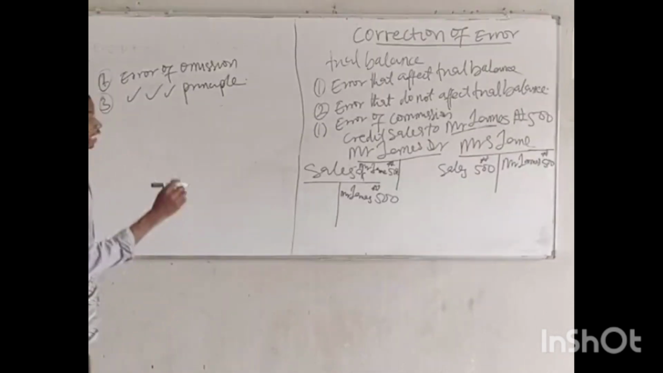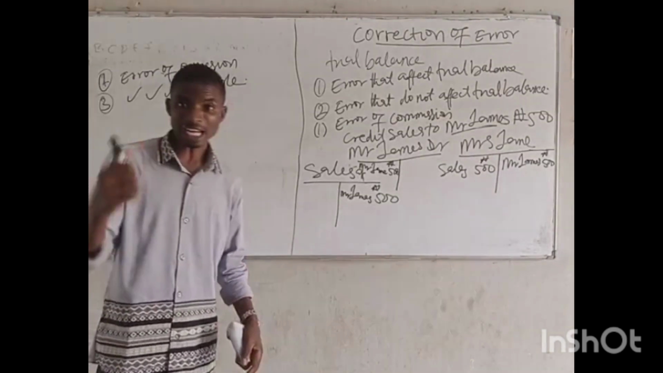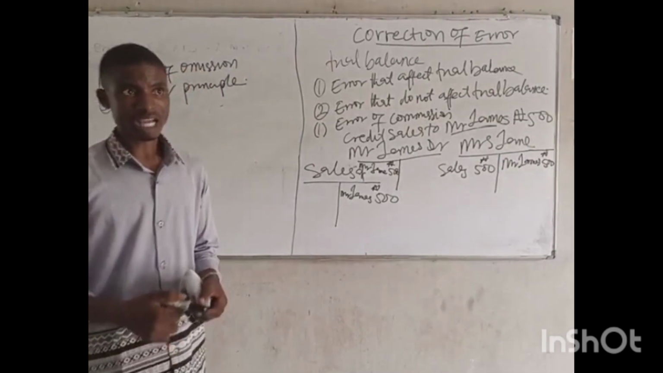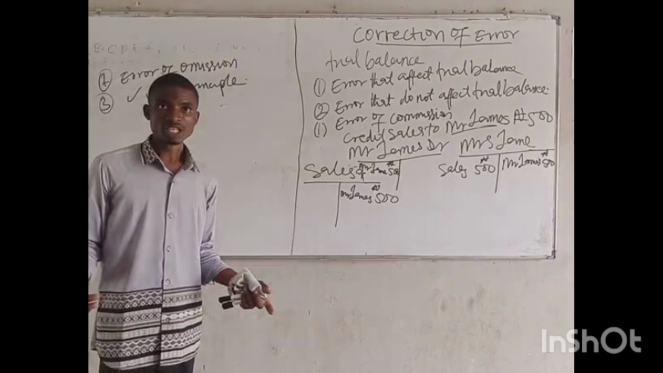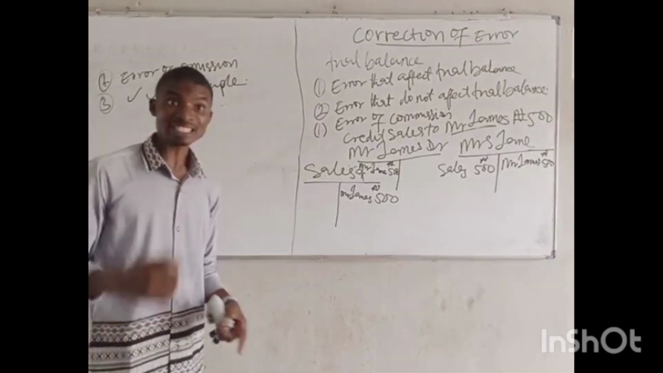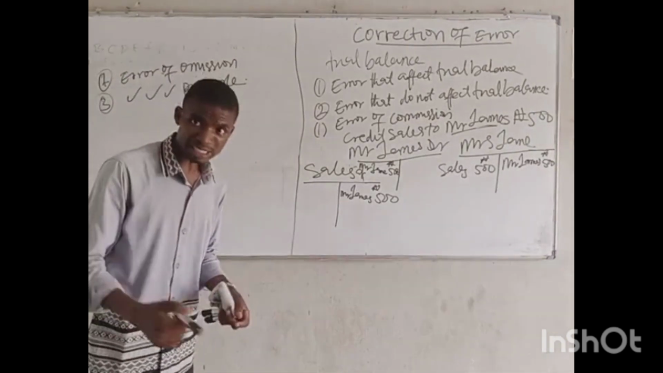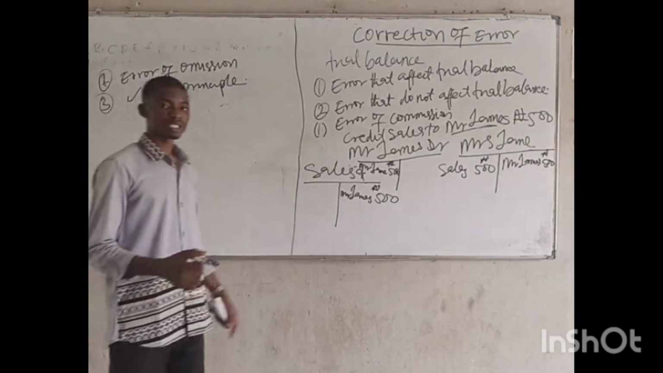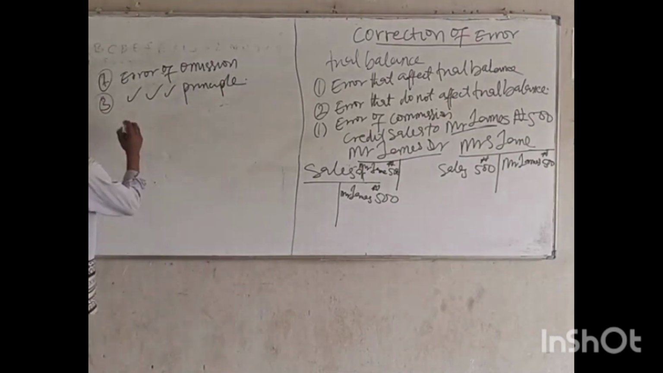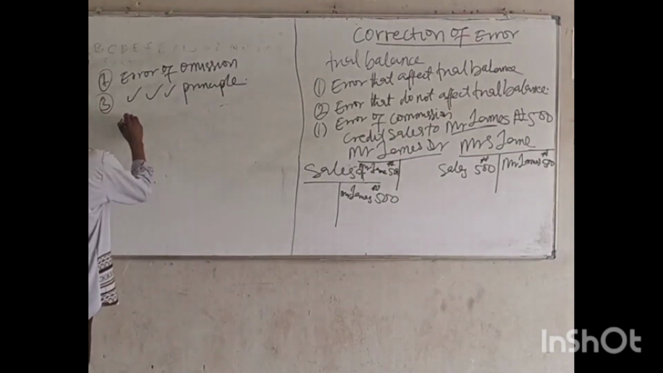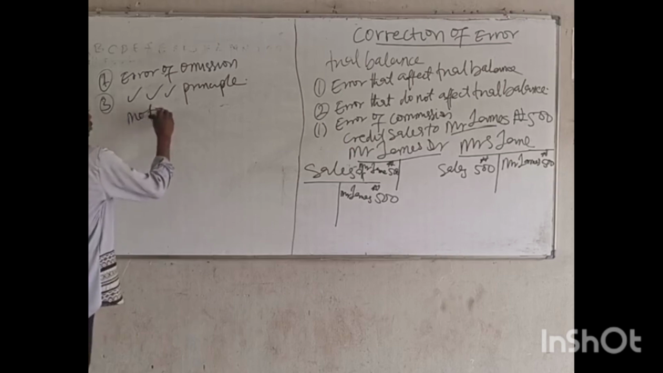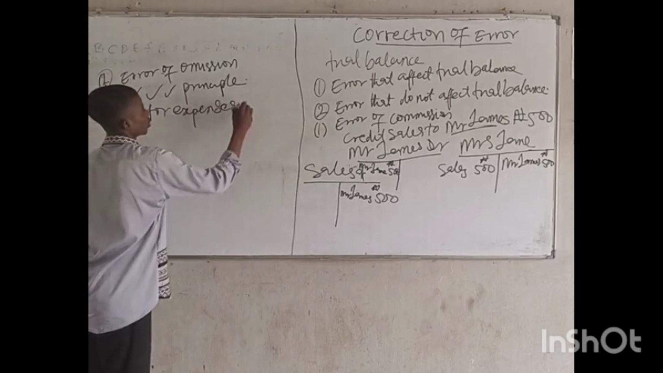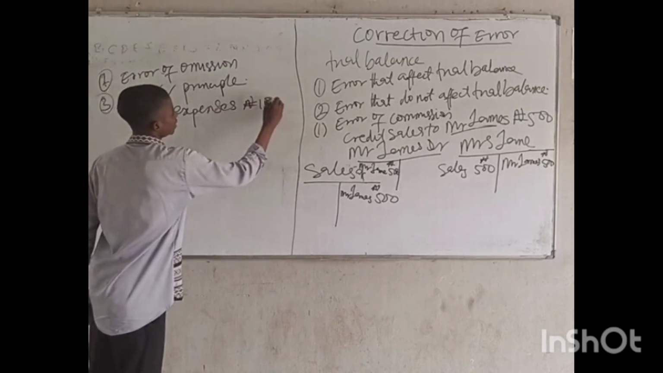Of course, you know that motor expenses is a nominal account, while motor vehicle is a real account. And so both of them are not the same thing. The real account, which is motor vehicle, is an asset account, while motor expenses is an expenses account. So, assuming that the figure is 1,000 naira, motor expenses, ₦1,000 cash.